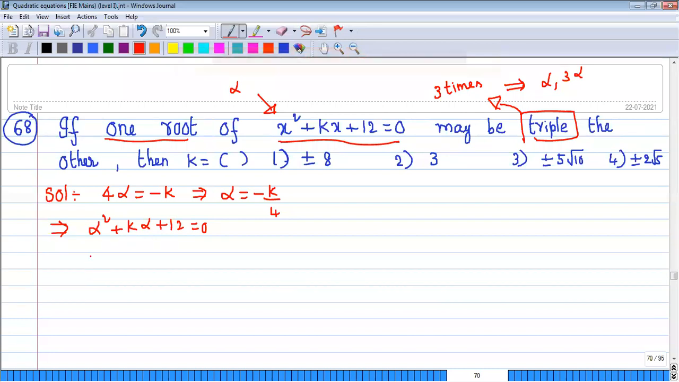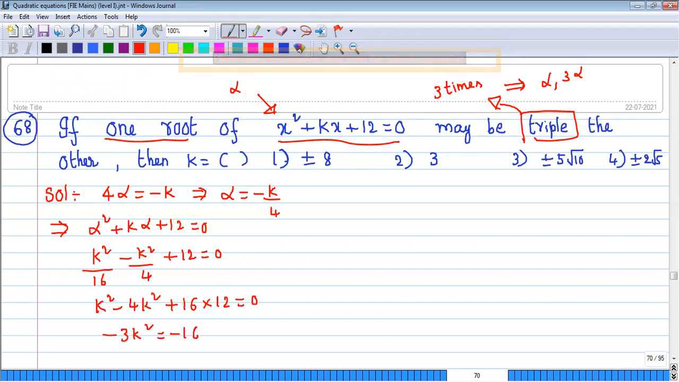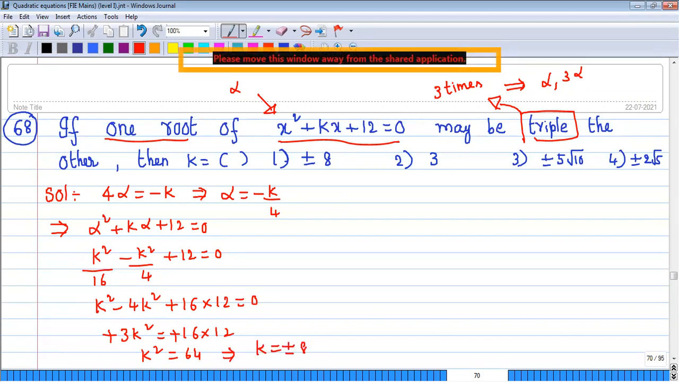Substitute alpha as minus k by 4. k square by 16 minus k square by 4 plus 12 equals to 0. So multiply with 16. What do you get now here? So k square minus 4k square plus 16 into 12 equal to 0. So minus 3k square equals to minus 16 into 12. Minus minus cancel. So k square is equal to 64. k will be plus or minus 8. This is one method.